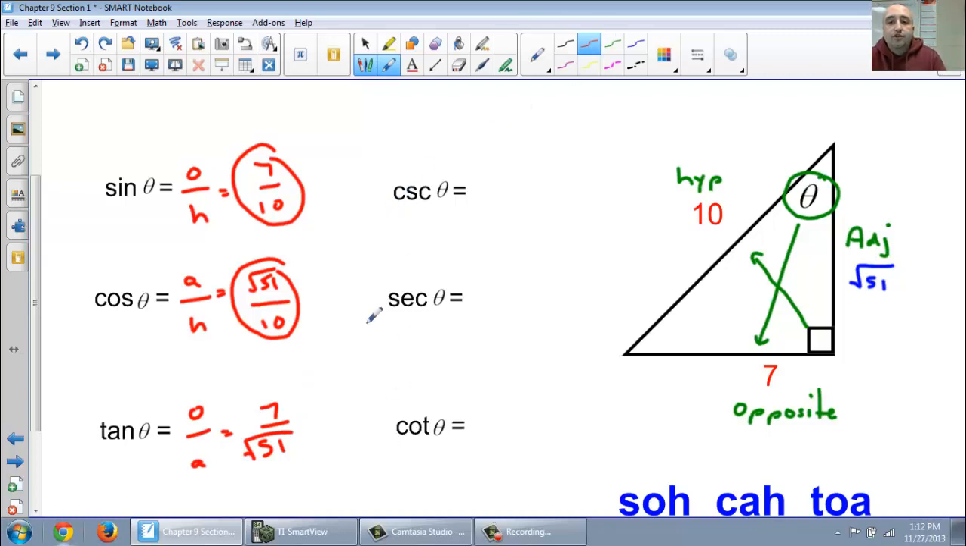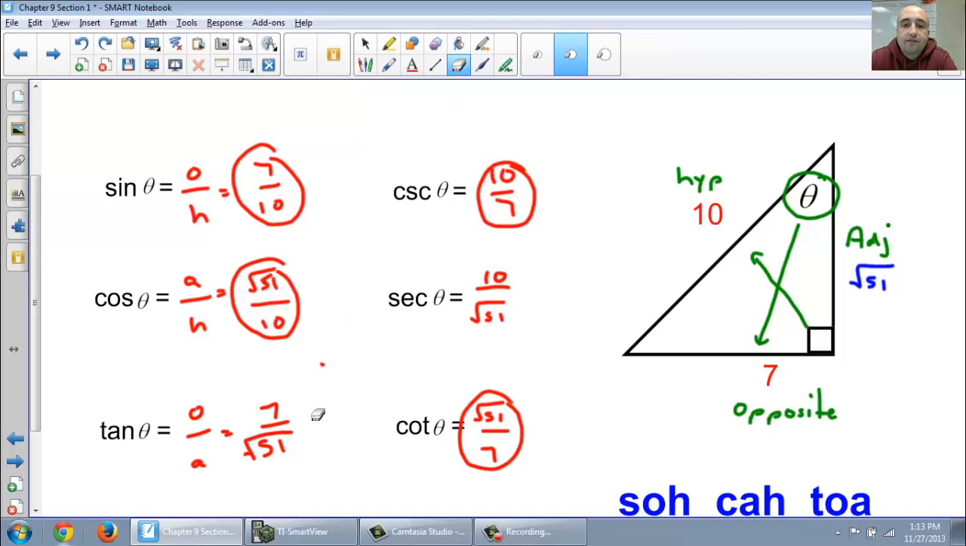And now these 3 are just reciprocals of the first answers. So cosecant goes with sine, and the reciprocal would be 10 over 7. Secant is a reciprocal of cosine, which would be 10 over root 51. And then cotangent is a reciprocal of tangent, which is root 51 over 7. Okay, now, 4 of the 6 are done. We don't need to do anything else with these.